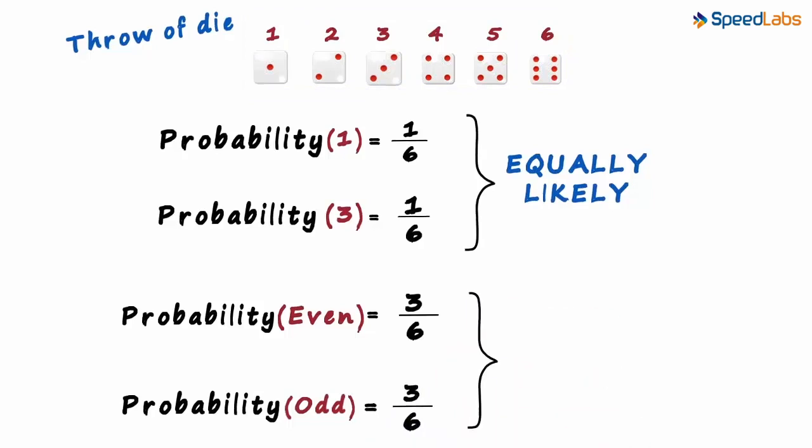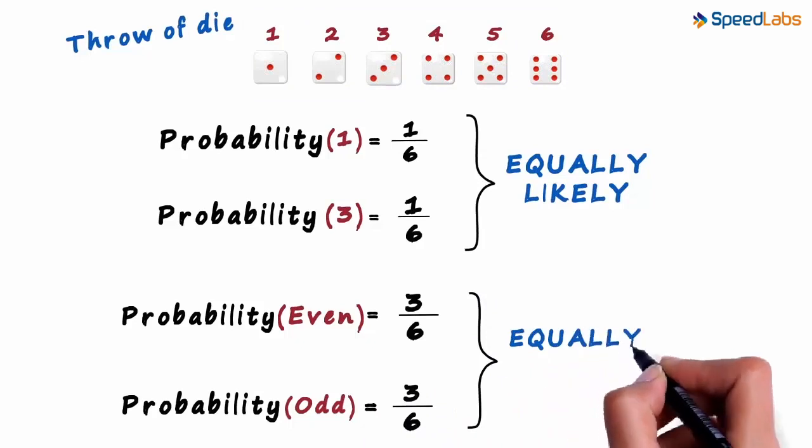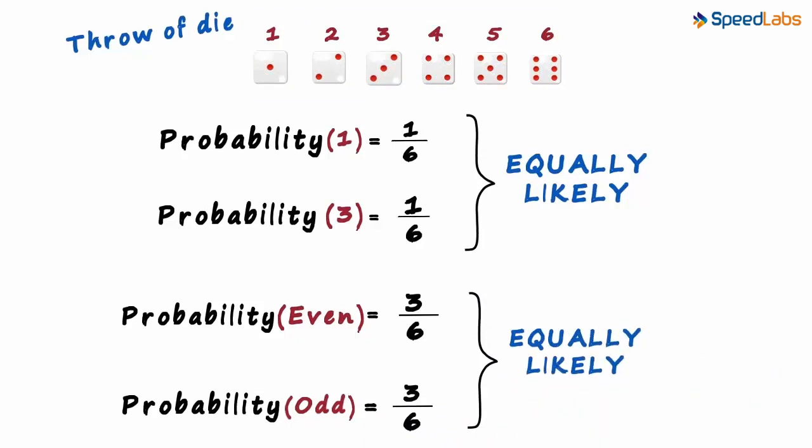So these two events are also equally likely. It means that if we throw a dice once, the likelihood of getting an even number is the same as the likelihood of getting an odd number. Can you think of an example where 2 events are not equally likely? We will see that example in the next video.